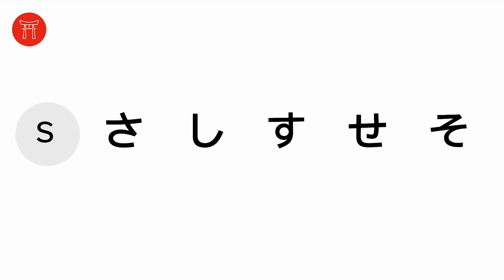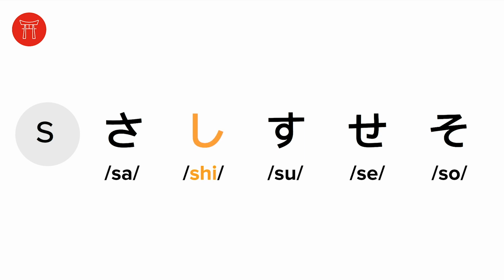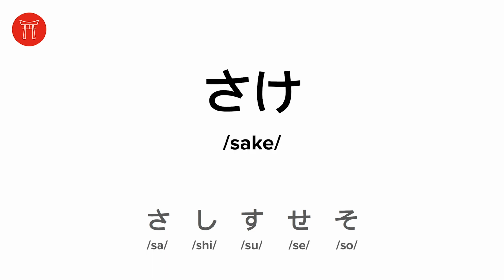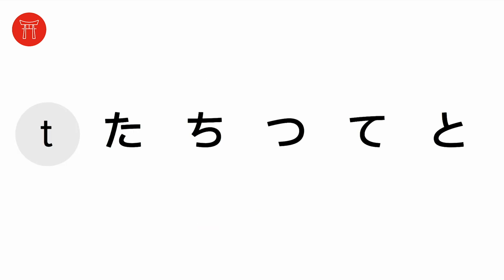Let's move on to the third row. Sa, shi, su, se, so. Notice that shi sounds like shi as in ship. And here's your favorite word. Su, shi, sushi. Yes, sushi. How about this one? Sa, ke, sake. It means salmon. Yum.